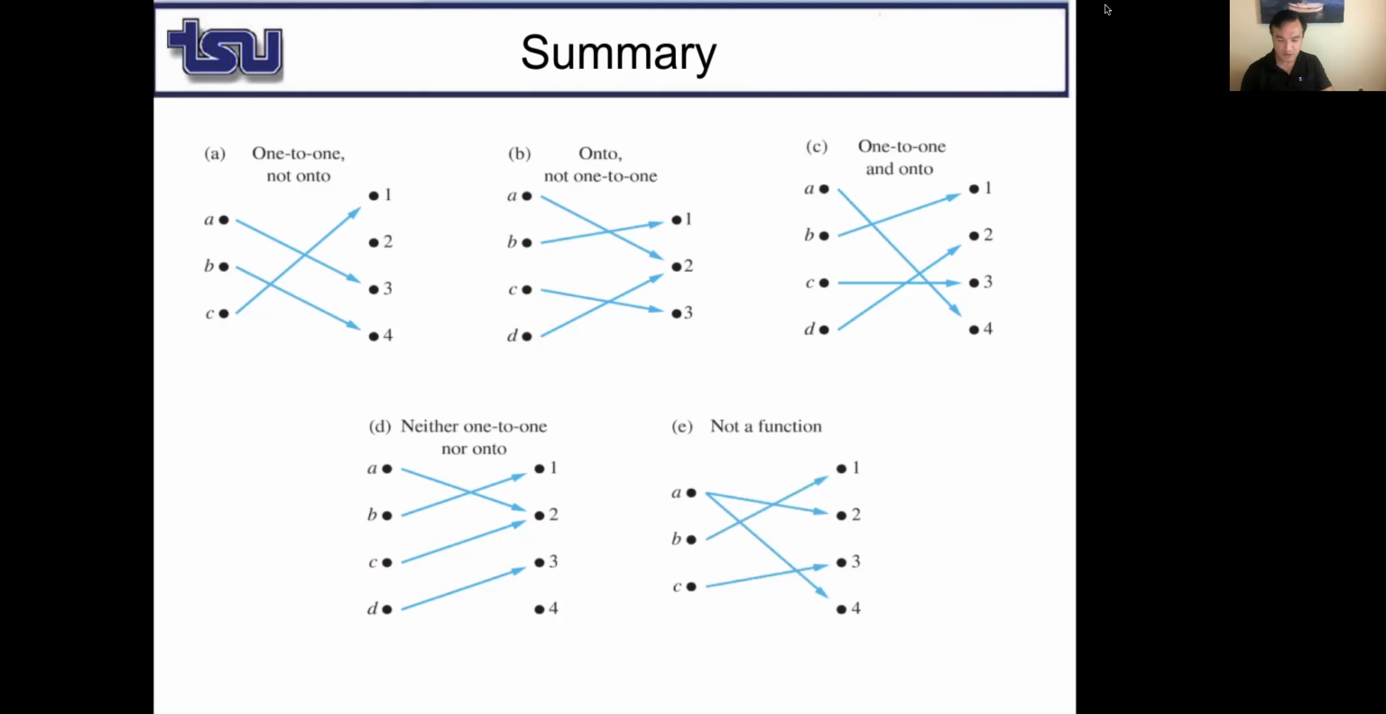Why? Because as you see, A is mapped to 2 and A is also mapped to 4. That's not possible. Okay, this is okay: A and C, Adams and Rodriguez may have the same grade, but Adam cannot have 2 and 4 at the same time. Okay, so this is not a function at all.